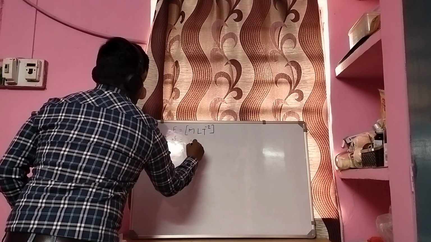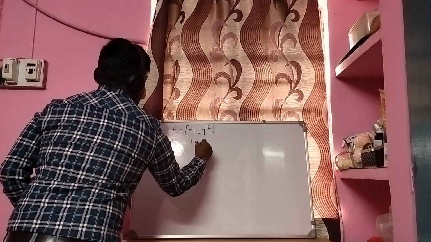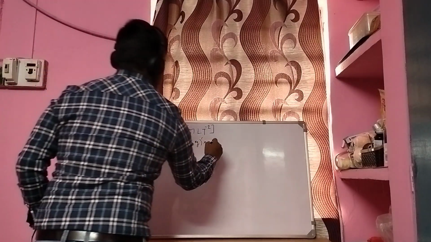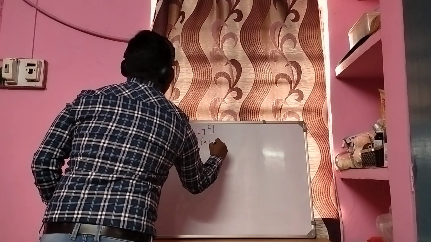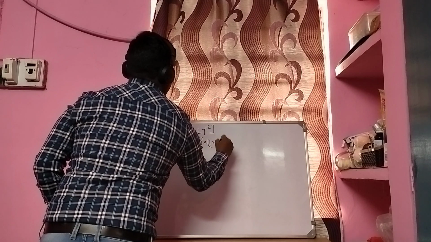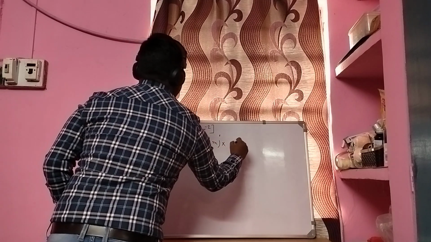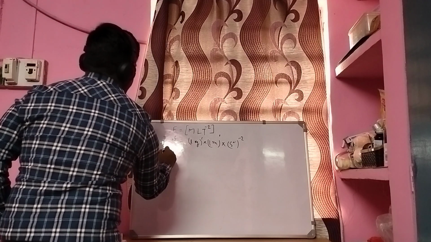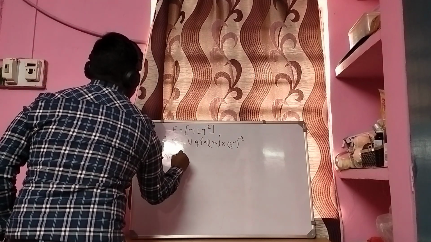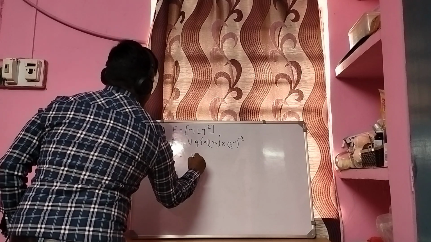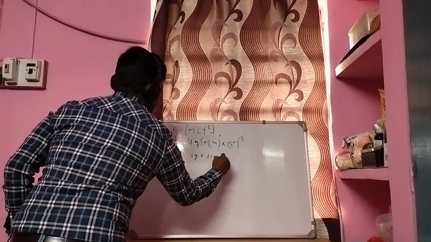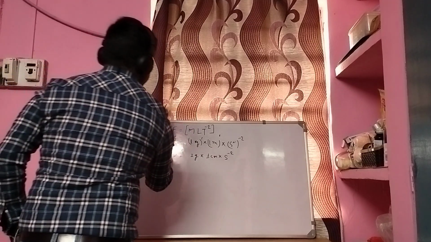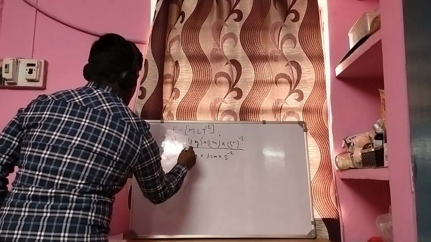So we are going to write 1 Newton. 1 Newton is 1 kg to the power 1 into 1 meter to the power 1 into second to the power minus 2. Understood? And 1 dyne, that is the CGS system, is equal to 1 gram into 1 centimeter into second to the power minus 2. Understood?